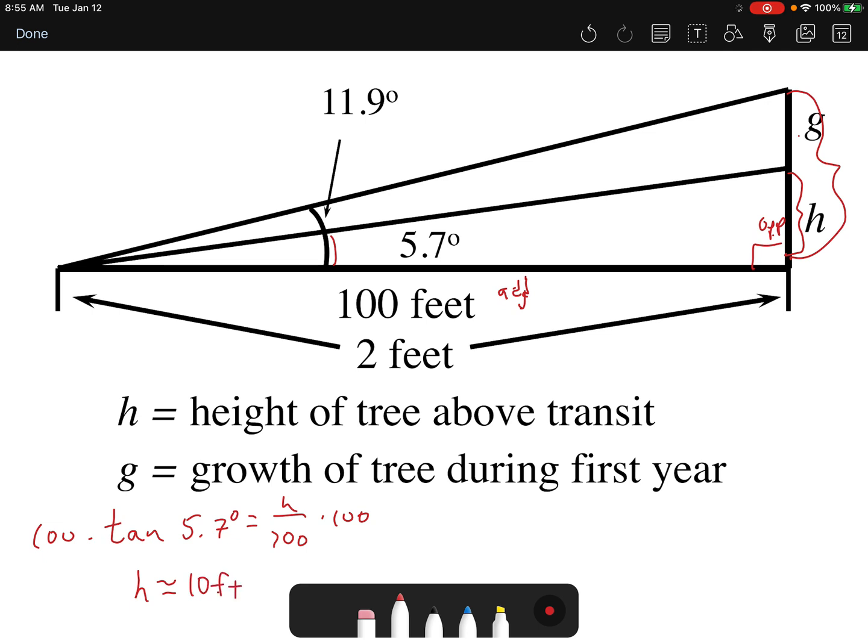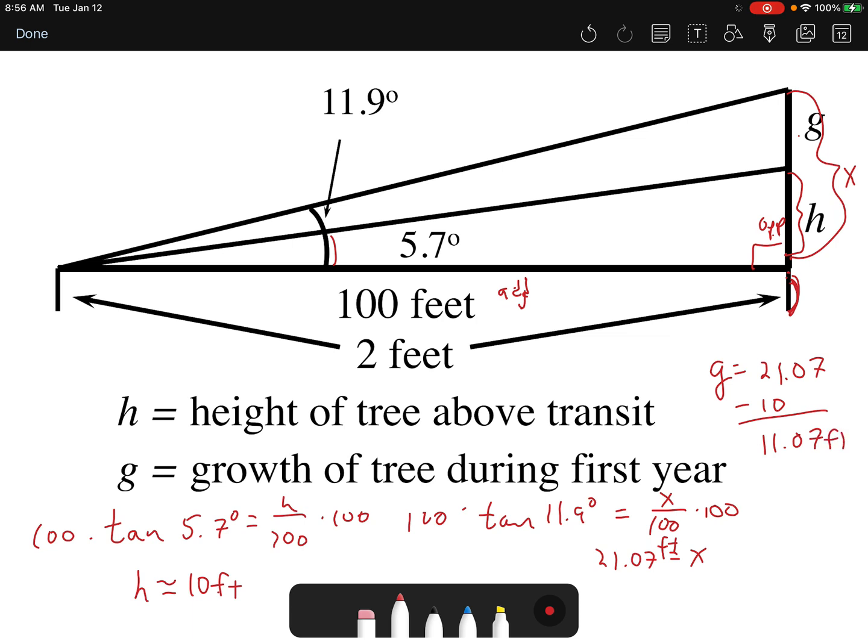Okay, so G then needs to be about 22, correct? So your initial height actually would be 12, wouldn't it? Because we'd have to add these 2 feet in here, but we'll take care of that later. Let's call this x. Well, then the tangent of 11.9 degrees would be x over 100. Multiplied by 100, 100 tangent 11.9 gives us 21.07 feet. Well, if I find G then, 21.07 minus 10 is 11.07 feet.